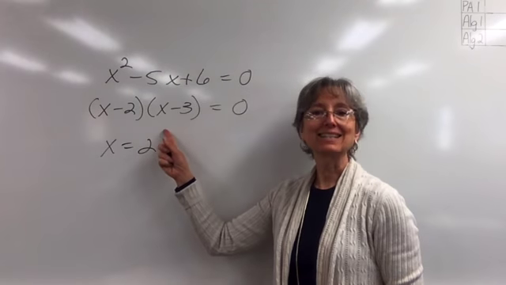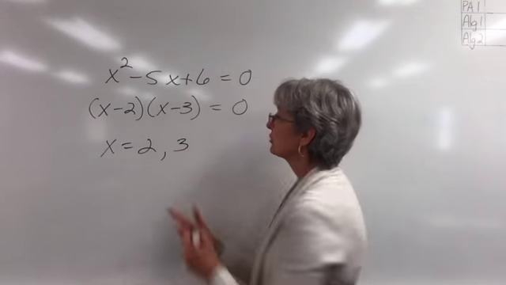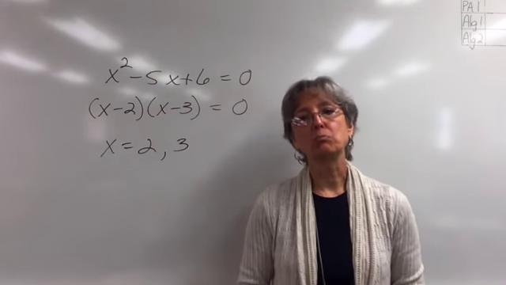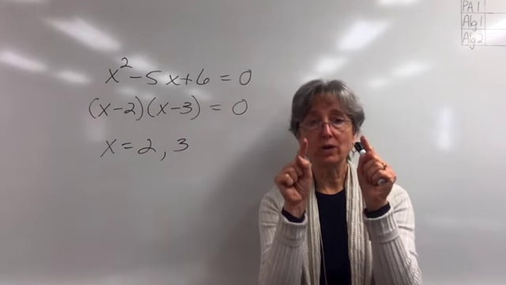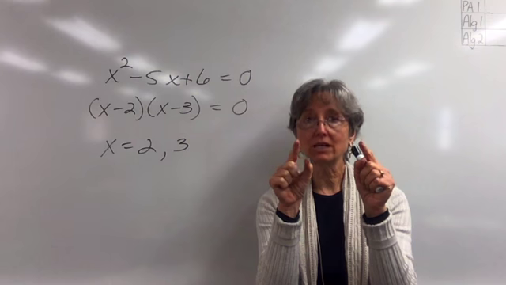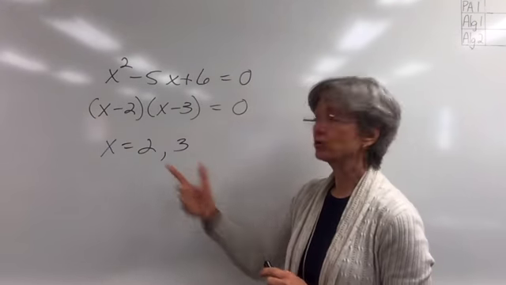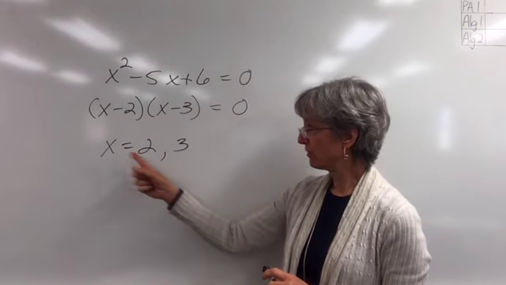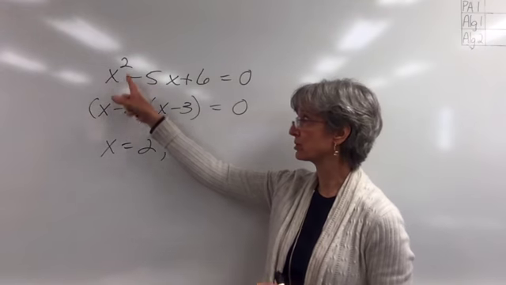In this case, it's 3, because 3 minus 3 would be 0. So 2 and 3 are both solutions to this equation. If you graphed it, the quadratic would intersect the x-axis at 2 and 3, right next to each other. Those are your two solutions. Both of those values of x would make this equal to 0, and we have two solutions because this is x squared.